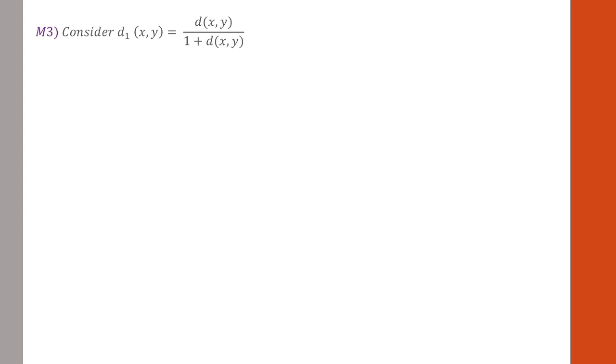Now next property, we have to prove the symmetry. For that, consider d1(x,y). By definition of d1, we get d(x,y) divided by 1 plus d(x,y). Now here in place of d(x,y), put d(y,x), because d is a metric and therefore d(x,y) is nothing but d(y,x). But this is nothing but d1(y,x), and therefore it satisfies the symmetry property.